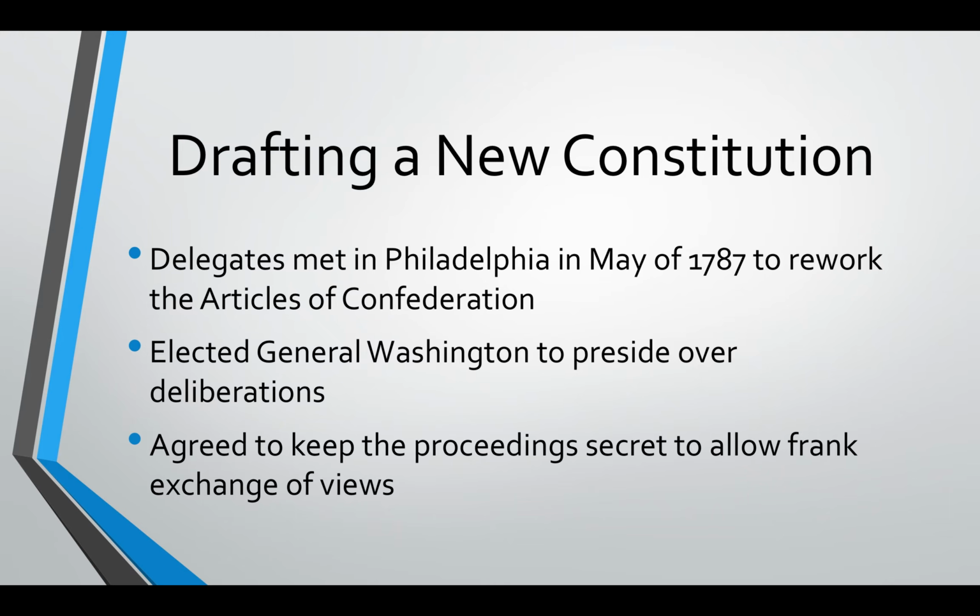Delegates met in Philadelphia in May of 1787 to rework the Articles of Confederation. The delegates almost unanimously elected General George Washington to preside over deliberations. They agreed that proceedings would be secret to allow for a frank discussion of views. Part of the agreement even meant keeping the windows closed during discussion, which was inconvenient because the summer of 1787 was one of the hottest summers in Philadelphia's history.